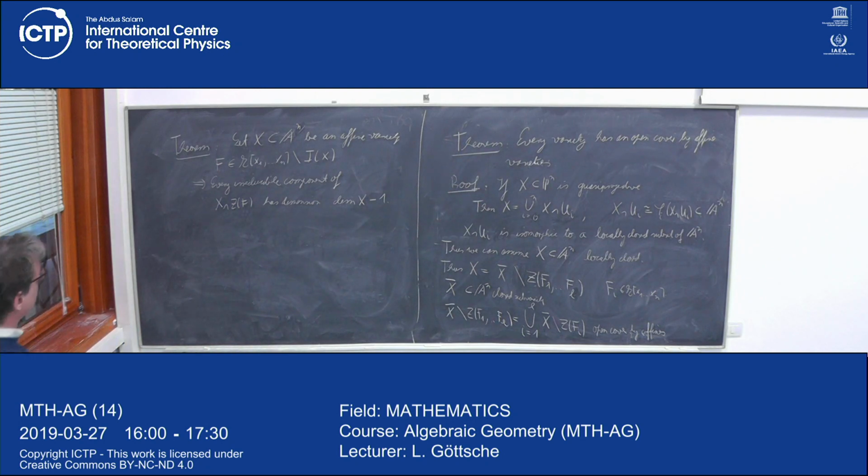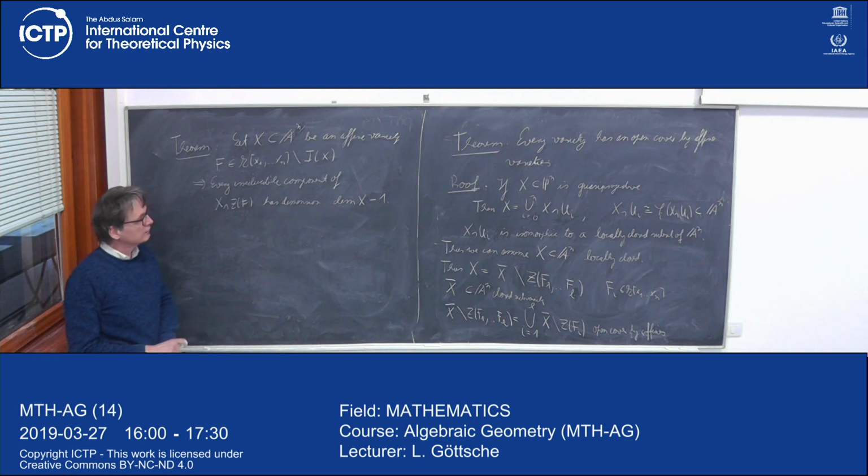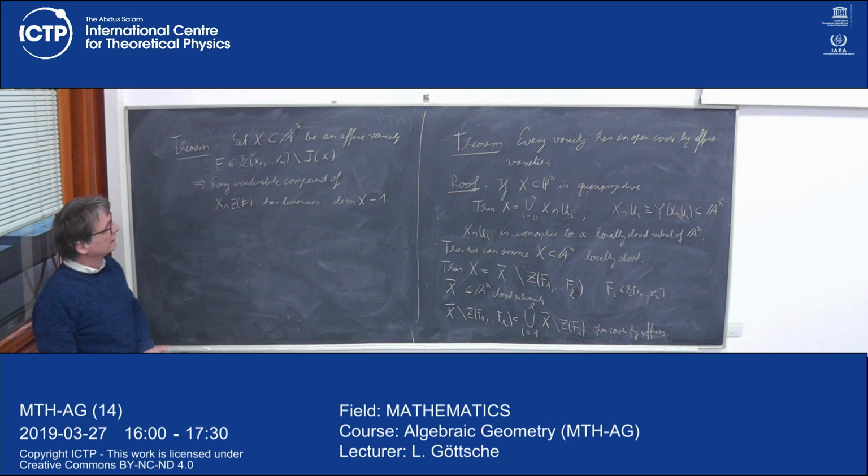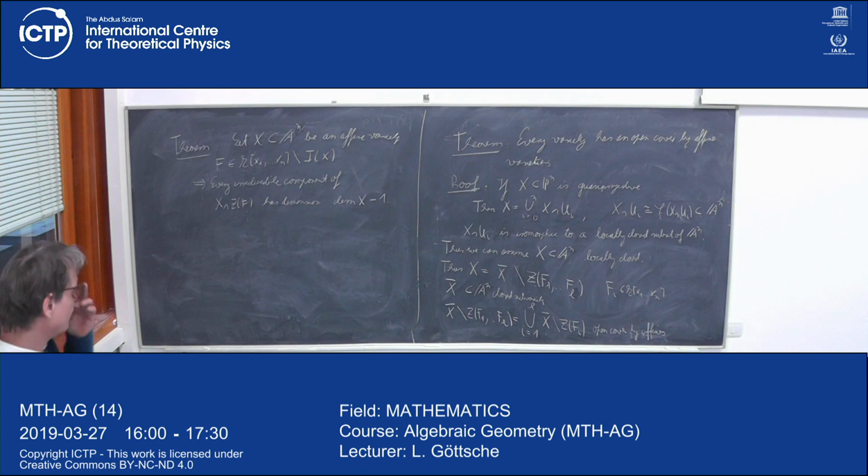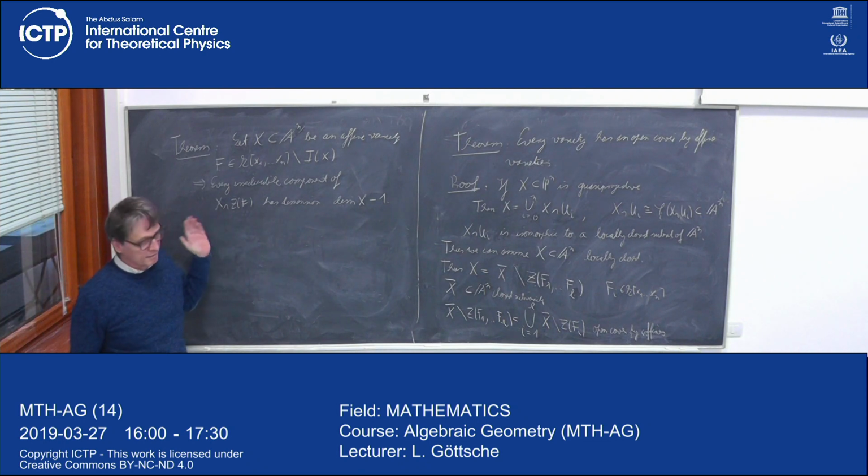Now, at the first look, that would seem unlikely to be true, because before, in the statement, in order that the dimension of the intersection was the dimension of X minus 1, we also had the condition that this intersection was not empty. And here we have no such condition.